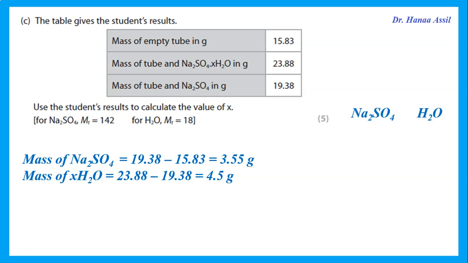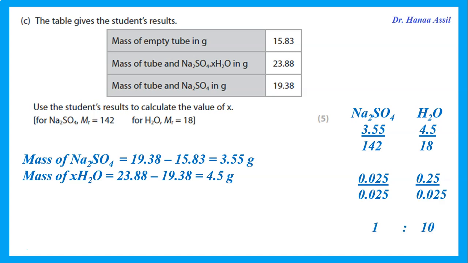Now we can do it as if we are getting an empirical formula. So with the masses of each one, what do we do first? Divide by the Mr of each one. The numbers that we get, we divide by the smallest. This gives a ratio of 1 to 10, and that means it is sodium sulfate 10 water.